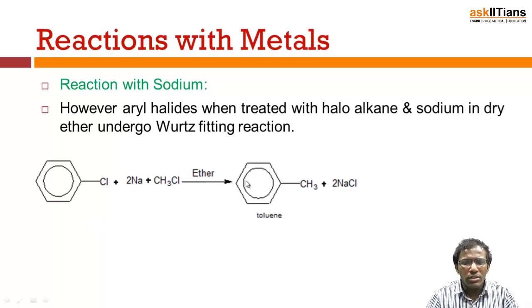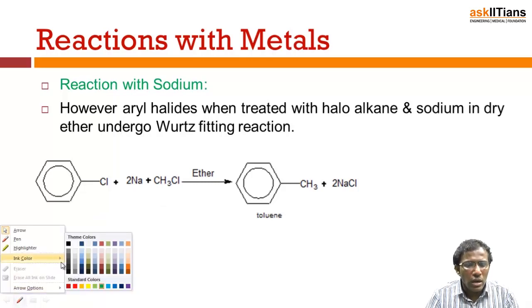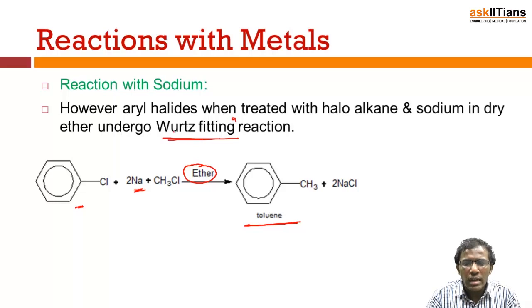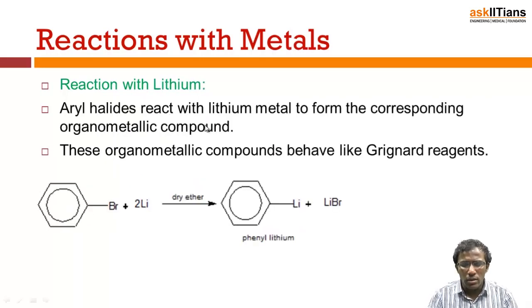Here we take one haloarene and one haloalkane. When they react with sodium in the presence of ether, they produce an alkylbenzene. This reaction is known as the Wurtz-Fittig reaction. The difference is that in the Fittig reaction we take only aryl halide, but in the Wurtz-Fittig reaction we take alkyl halide as well as aryl halide.